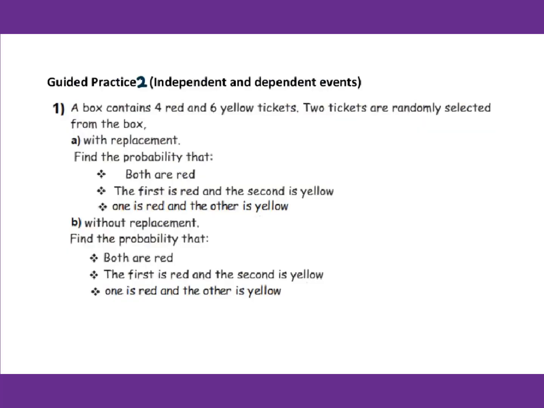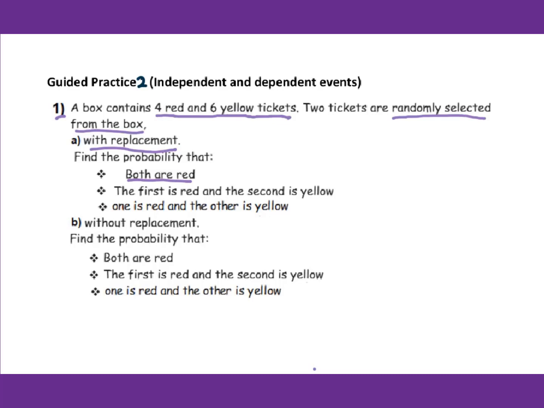Now let's do some practice for compound probabilities. 1. A box contains 4 red and 6 yellow tickets. 2 tickets are randomly selected from the box, with replacement. With replacement means you pick up one, then you put it back. Find the probability that both are red.